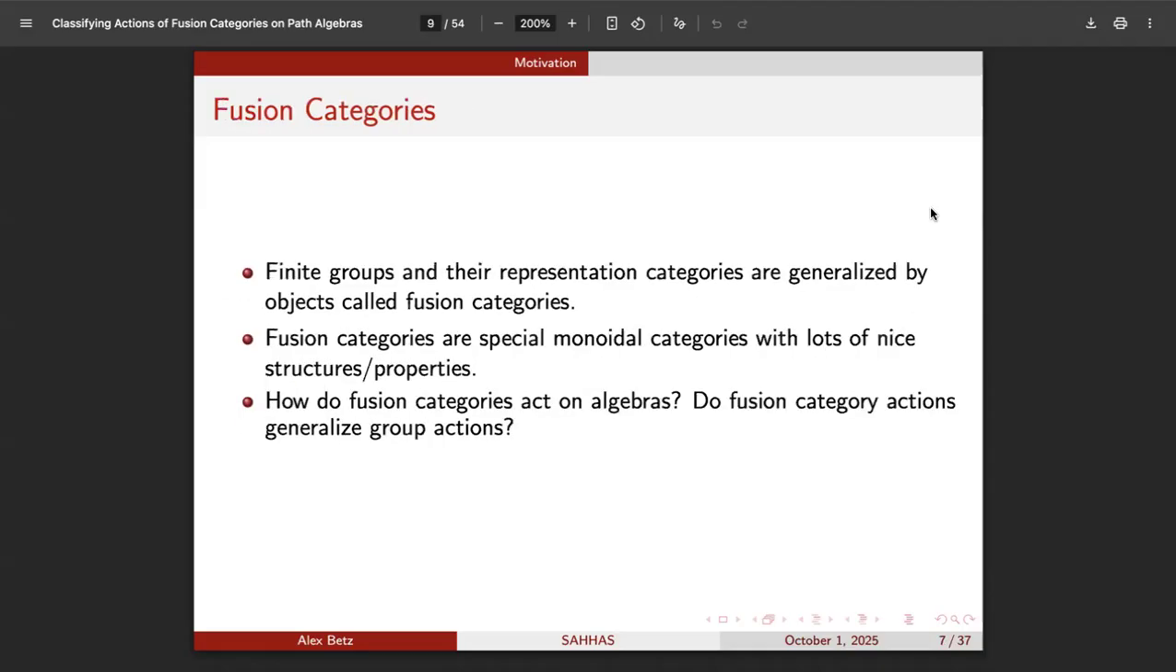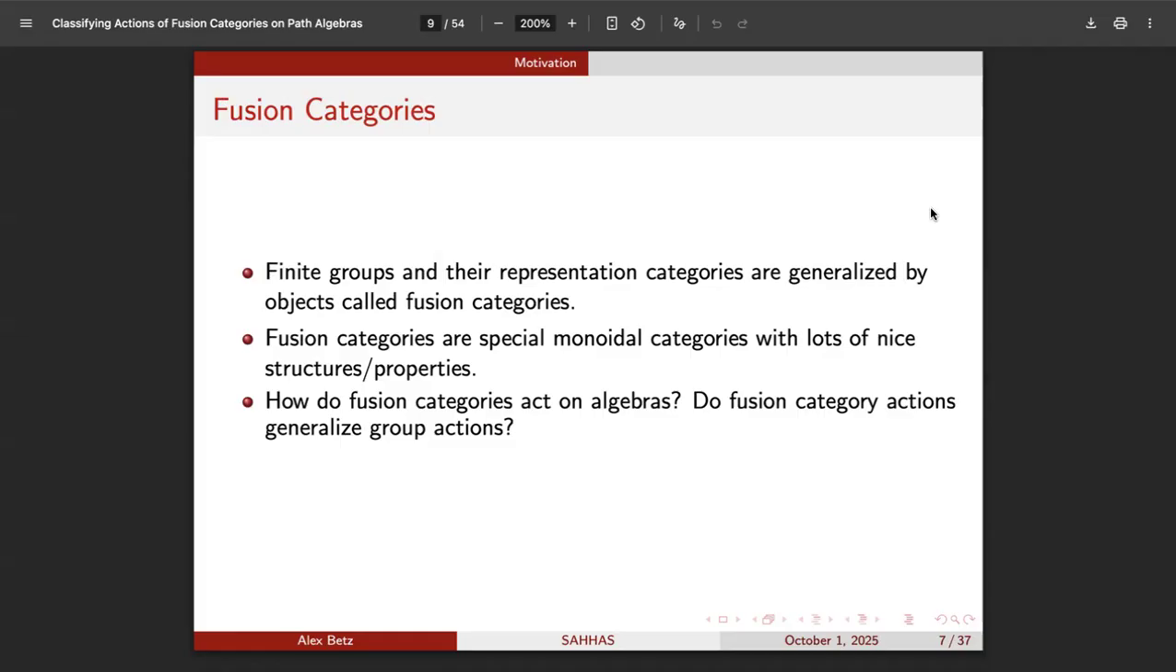Okay, so we're going to spend this hour talking about fusion categories, which are special types of monoidal categories. You can think of fusion categories as generalizing finite groups and their representation categories. These are the nice examples here.